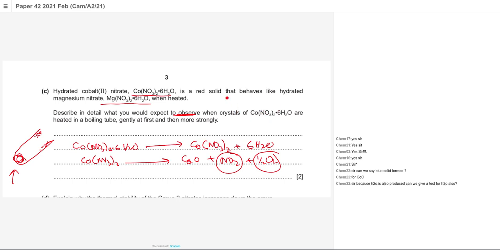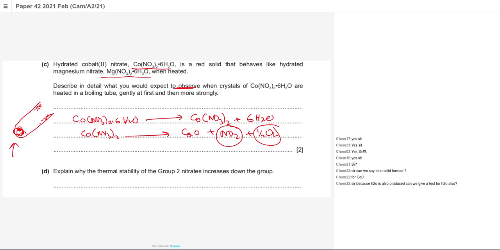But for the group 2 oxides, we know for sure it's a white solid. But here we have not studied the color of the oxides of the transition metals, right? We never studied those. So it can sometimes be seen as gray or as a bluish green color. I'm not sure about the color anyway.